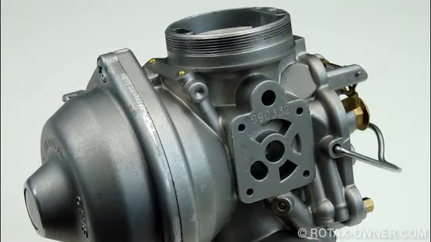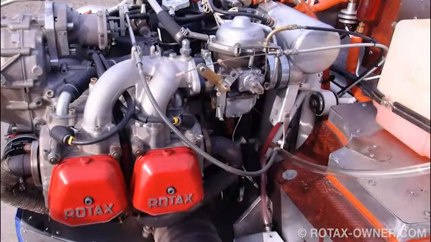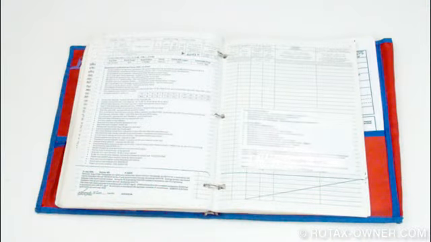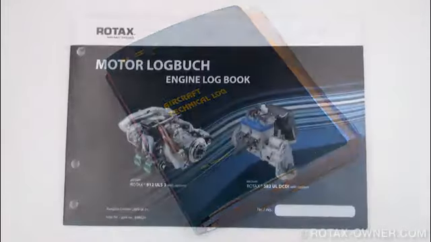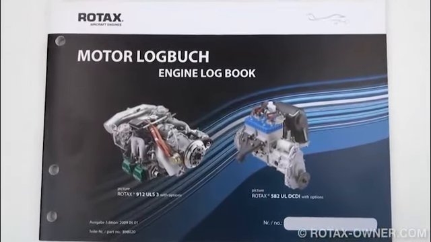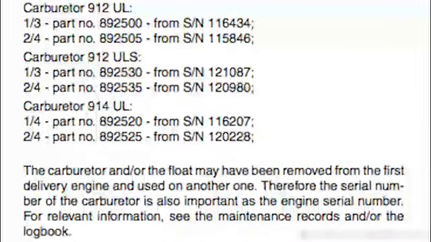So it's important to check the serial number of the carburetor as well as the engine serial number. For relevant information, you should refer to the aircraft maintenance records and/or the engine logbook. The part number and serial numbers of the affected carburetors are listed in Section 1.1 of the UL and Certified Service Bulletins applicable to your engine type.